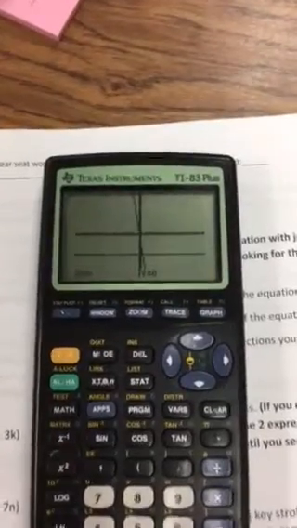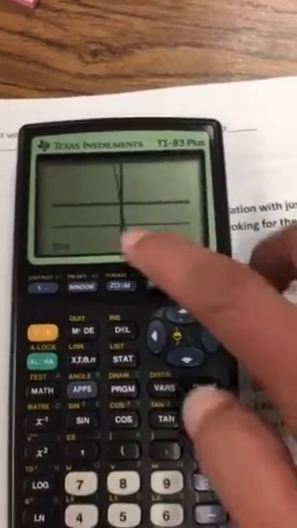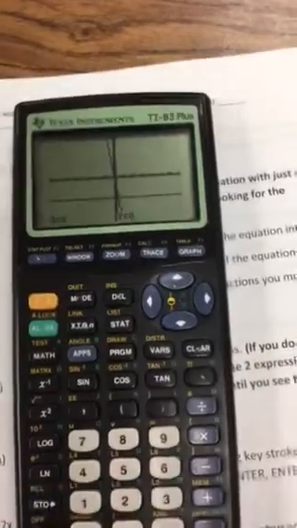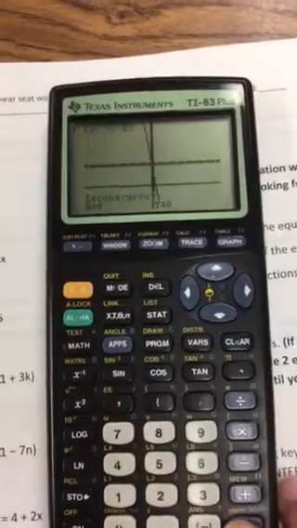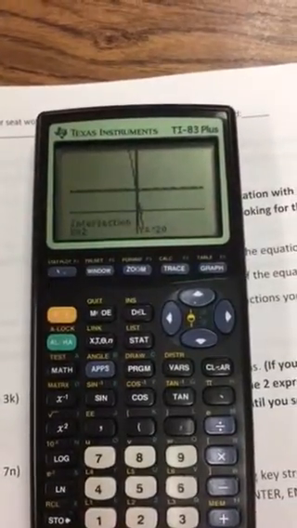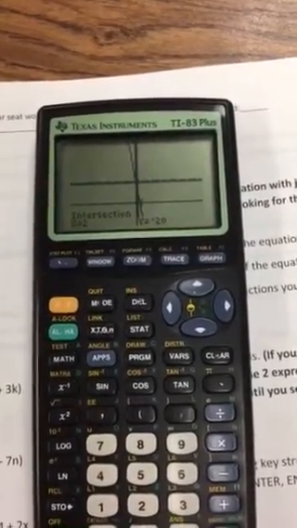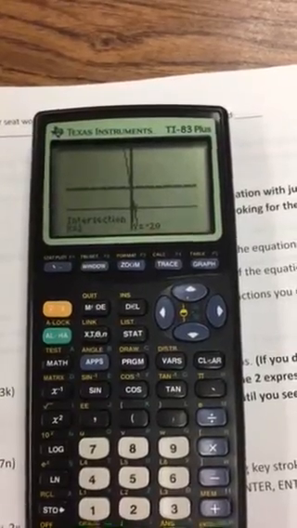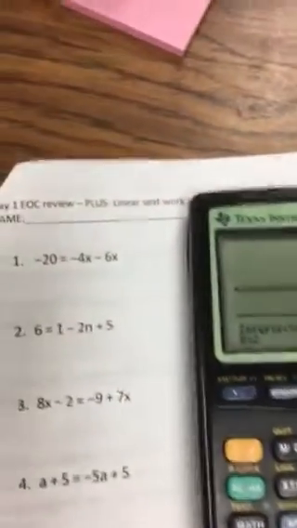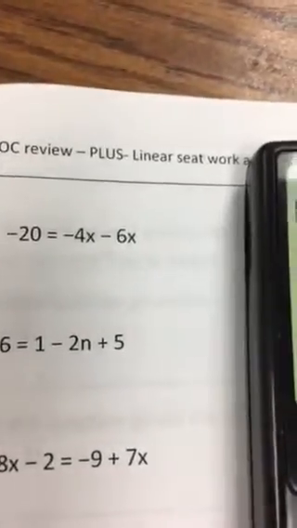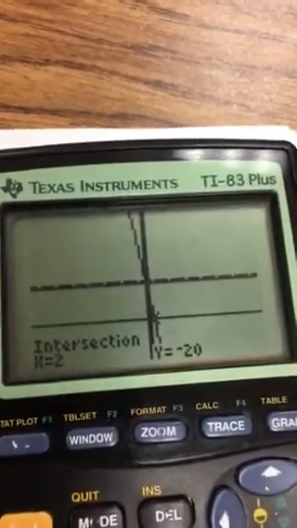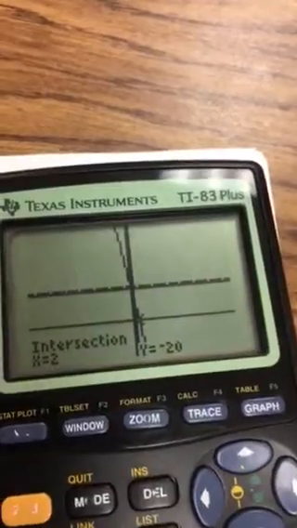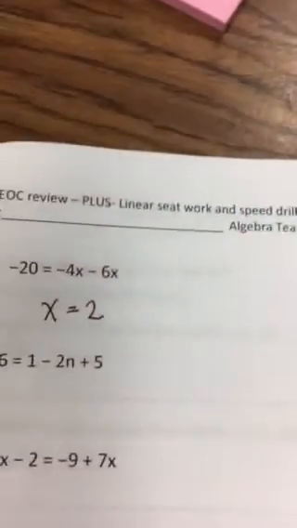I'm going to tell my calculator now to find that intersection where those two lines cross. And that is second trace 5. Enter, enter, enter. It tells me the intersection is 2. X equals 2 and y equals negative 20 where these two lines cross. So I'm going to go over to my paper and write my solution. X equals, the solution is the x value at the intersection. So x equals 2.